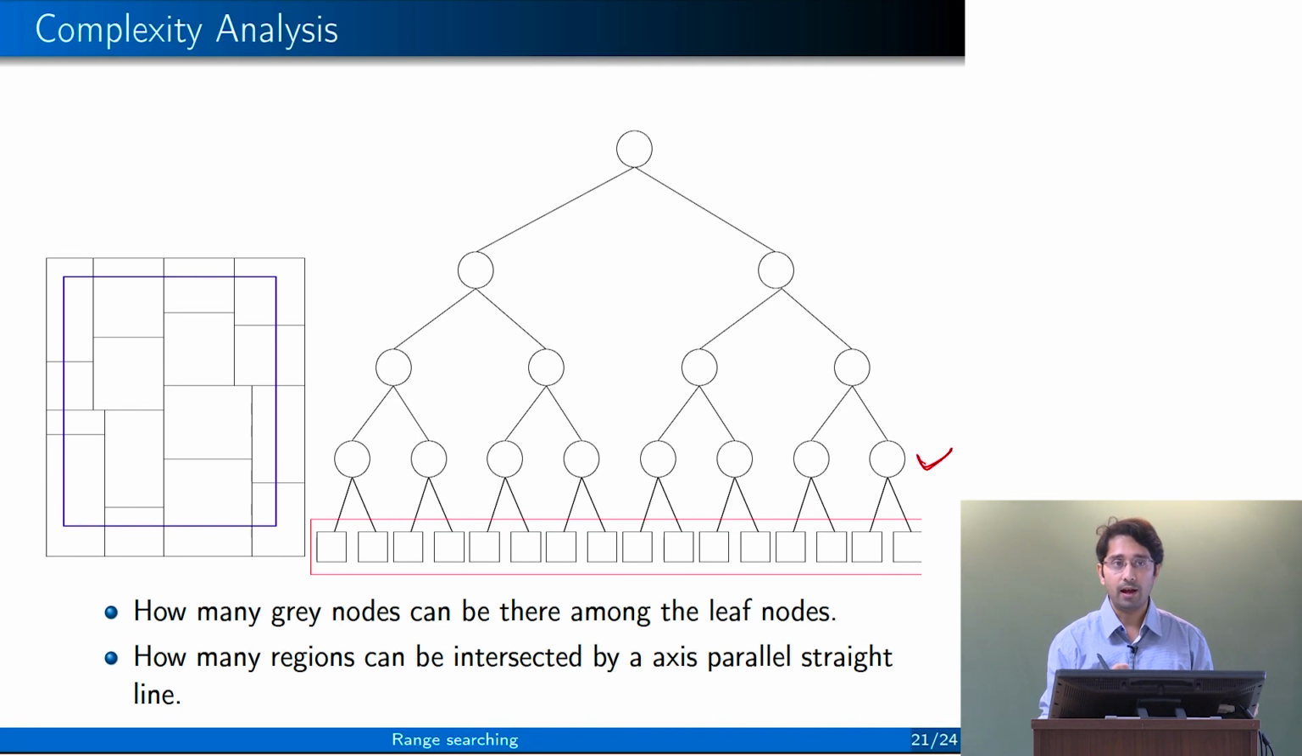Now tell me, how many boxes from these elementary boxes at the lowest level can a query rectangle partially intersect? What is the total number of boxes? N. What is the side of the grid? Root n. If you have a grid of size n, there are n boxes in the grid. What is the size of each side? Root n. If you draw a straight line, how many boxes can you intersect? Order root n always, right?